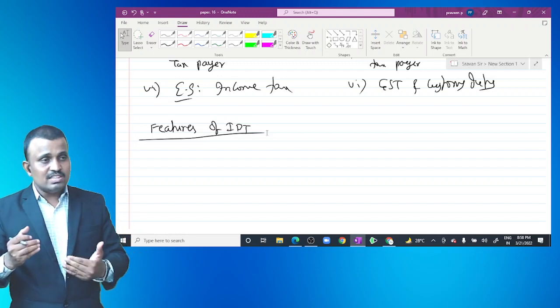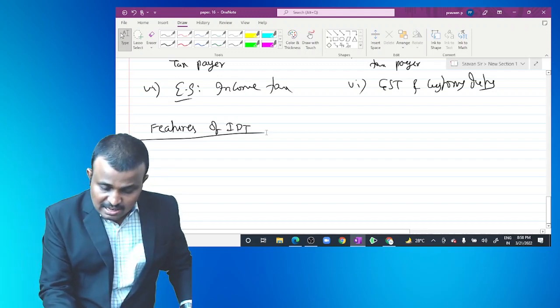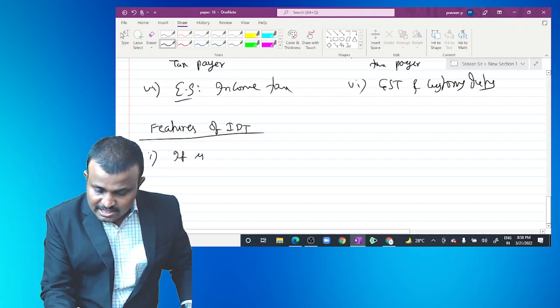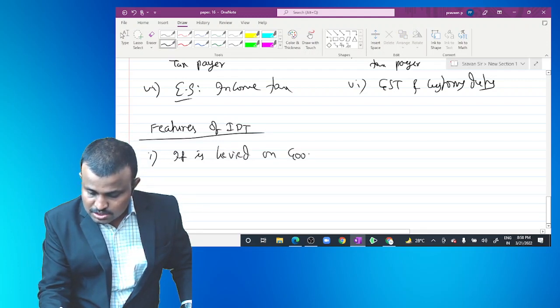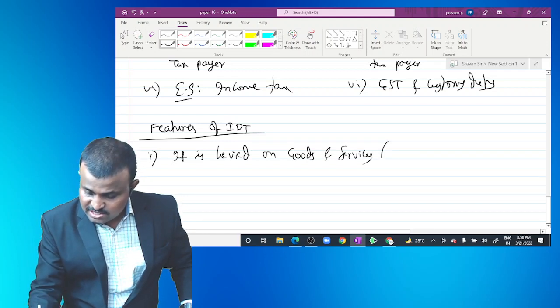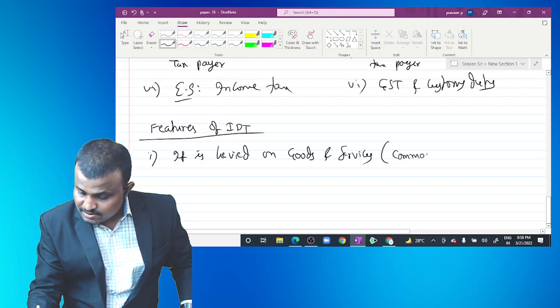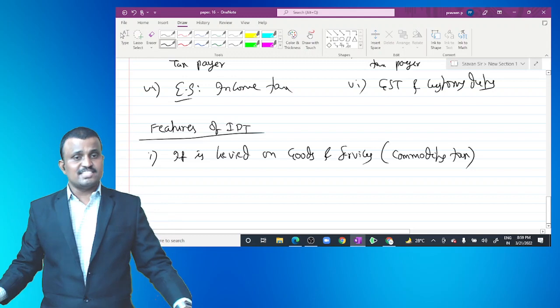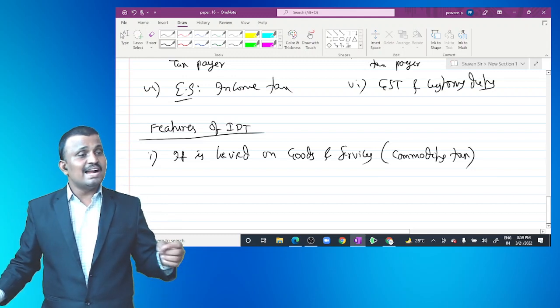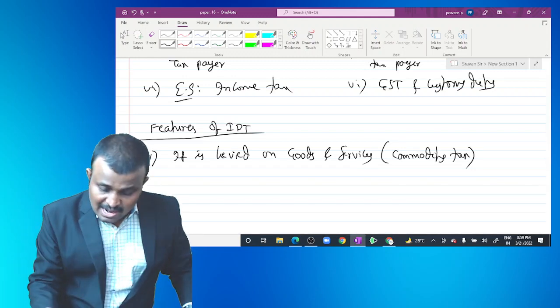And along with that, another feature is that it is levied on goods and services. That's why we call it commodity tax. It is levied on goods and services.